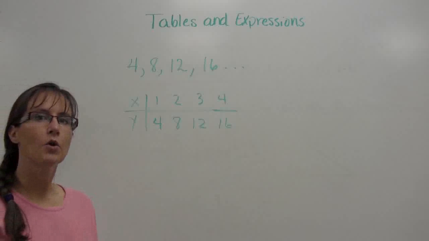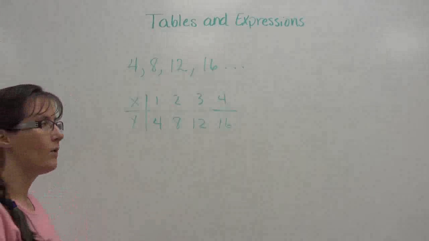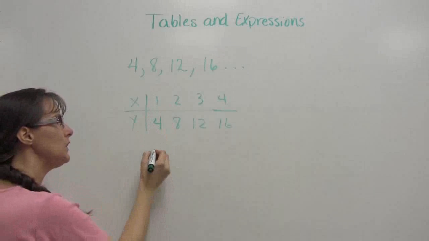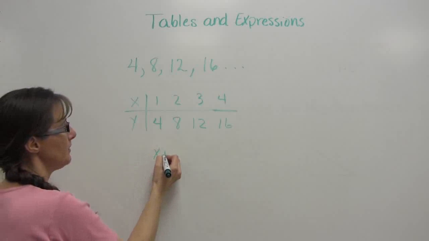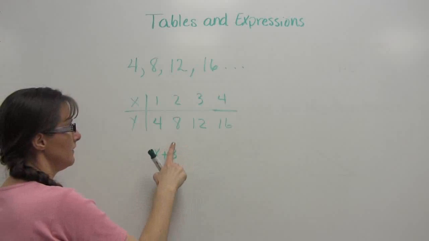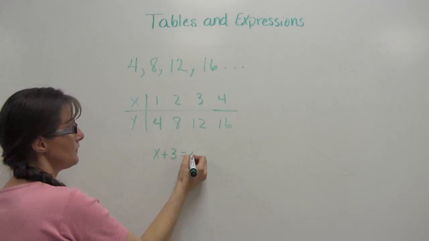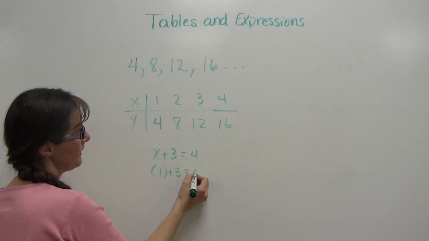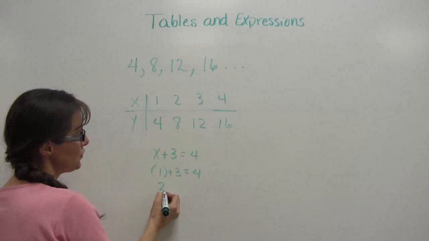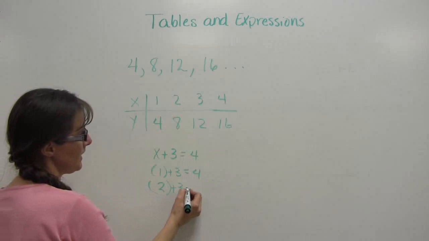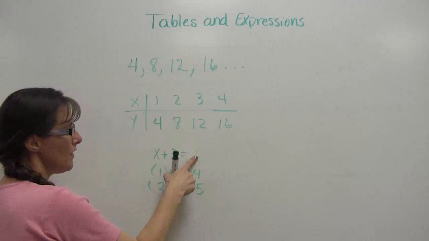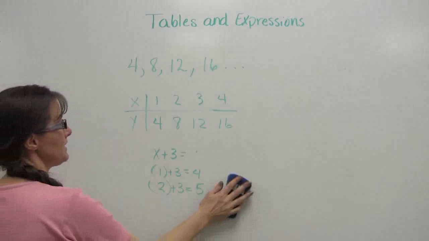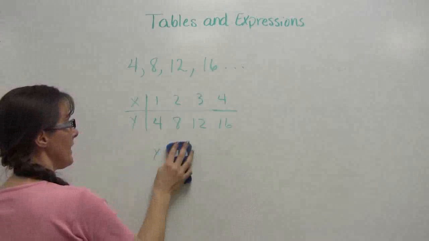So again, the question is, what did I do to X to get Y? What did I do to the number 1 to get a 4? Well, it looks like I added 3. X plus 3 equals 4. Well, let's see. Is 1 plus 3 4? Yes. But is 2 plus 3 8? No, it's 5. That means that we could not have added 3 each time. So I need to look for a different pattern.